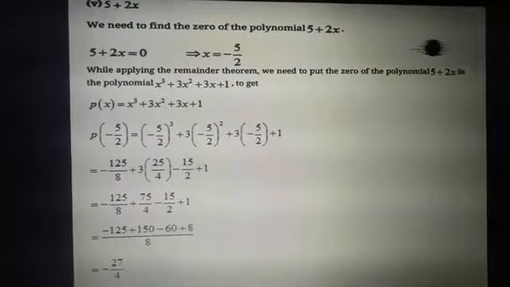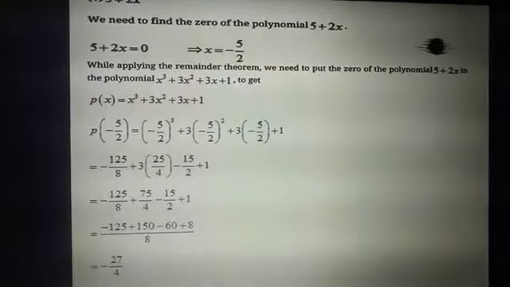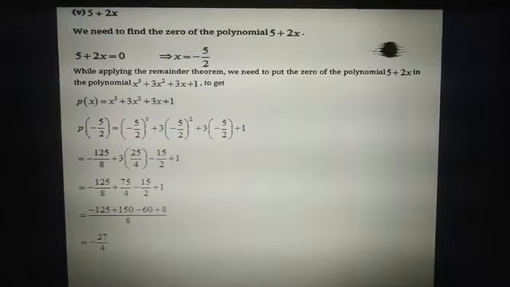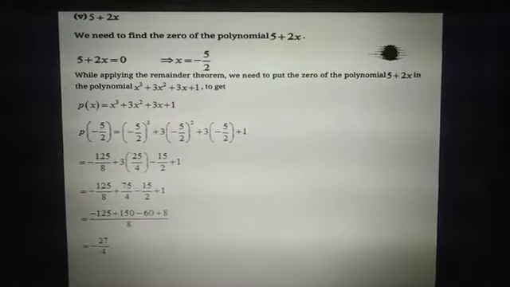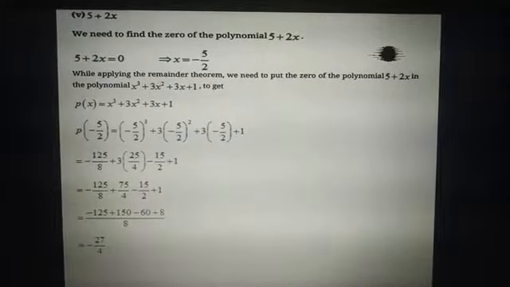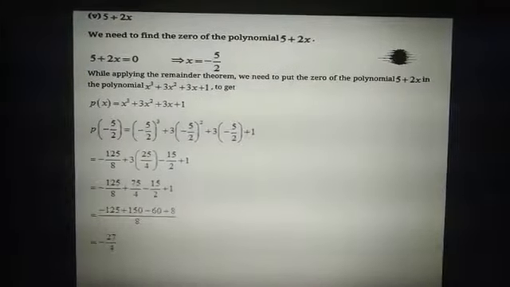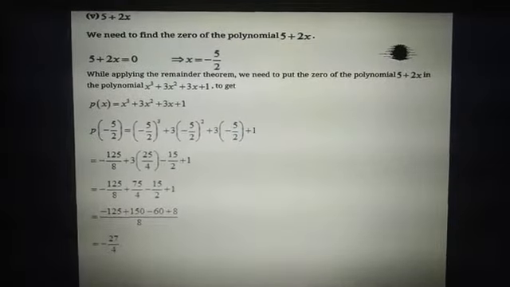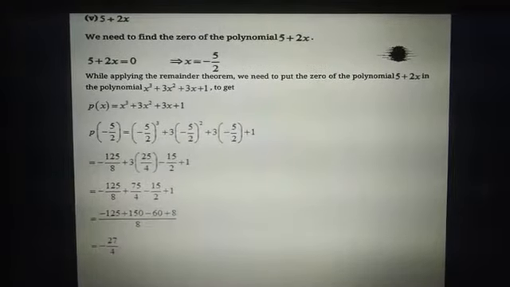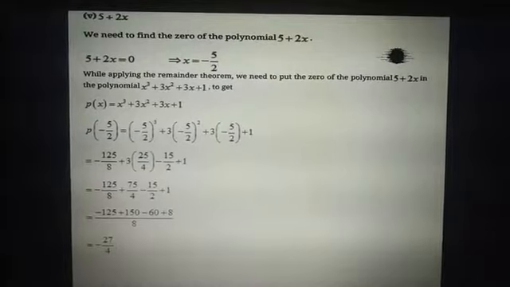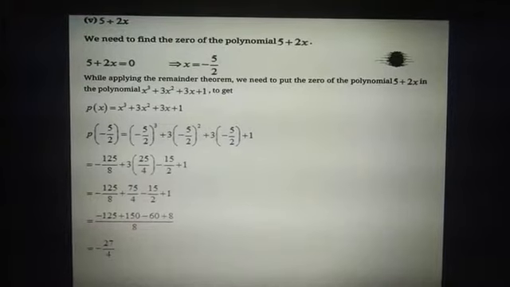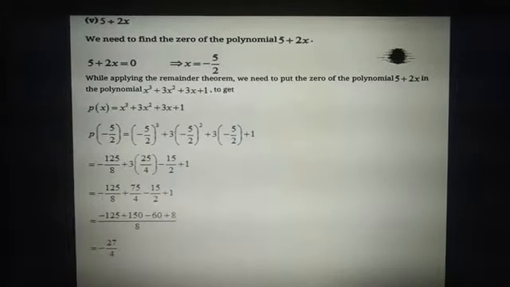Here p of x equal to x cube plus 3x squared plus 3x plus 1. Substitute x value as minus 5 by 2. So you will get p of minus 5 by 2 is equal to minus 5 by 2 the whole cube plus 3 into minus 5 by 2 the whole square plus 3 into minus 5 by 2 plus 1. So here minus cube, minus 5 cube 125, 2 cube 8, plus 3 into minus squared, plus 5 squared 25, 2 squared 4, minus, so here 3 into minus 5 by 2. So 3 into minus 5, minus 15 by 2 plus 1.